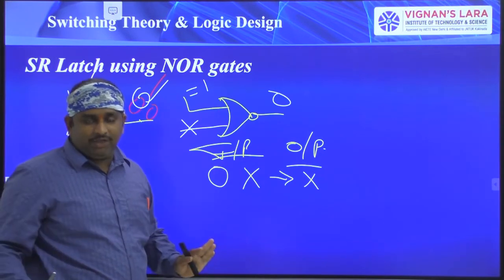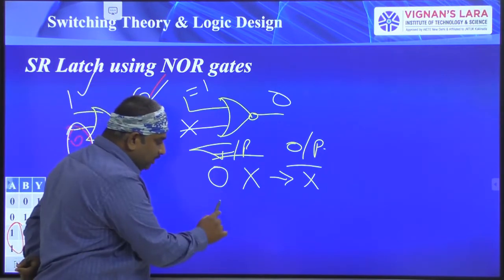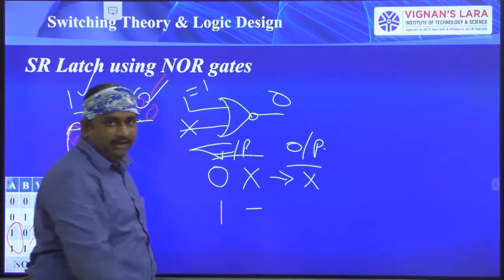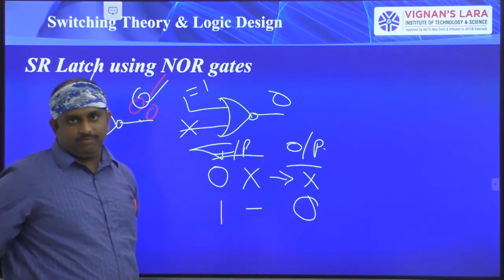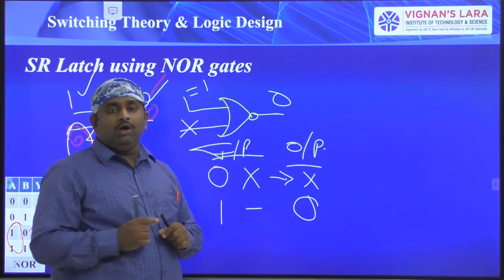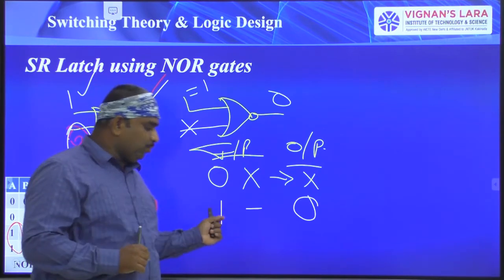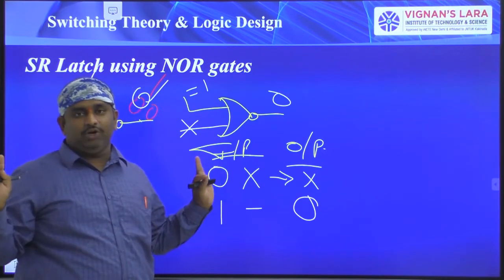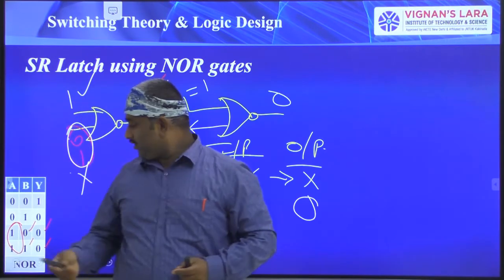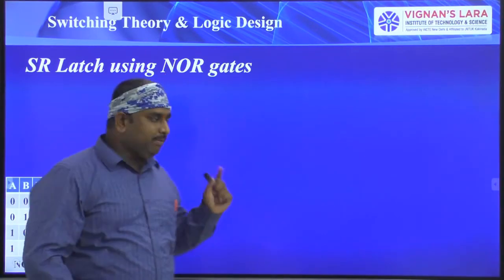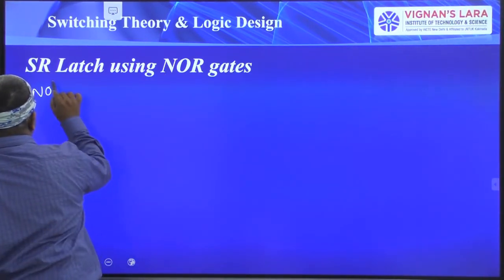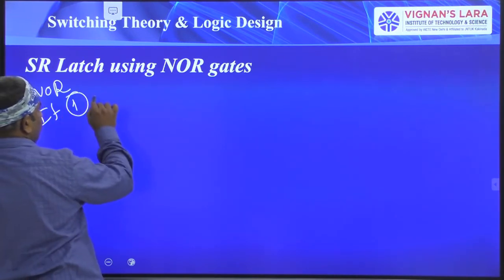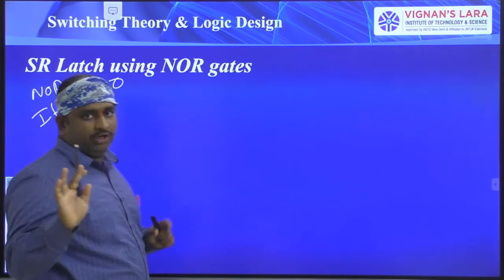So you can state the NOR gate output like this: if one of the inputs of the NOR gate is 1, irrespective of the other input, the output is 0. Don't worry about the second input. This is a very important basic. So I am erasing everything. Remember one thing: for the NOR gate, if an input is 1, the output is 0. That is a condition you have to remember.